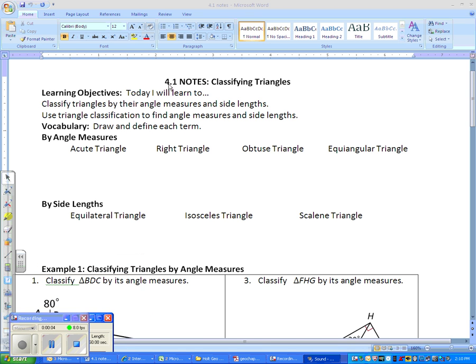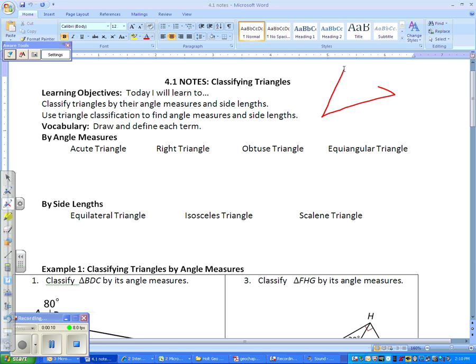We're starting chapter 4, and it's going to be all about triangles. And remember, triangles are three-sided polygons. And today we're going to just really quickly classify triangles by their angle measures and their side lengths. And then tomorrow we'll actually use the triangle classification to find angle measures and stuff.